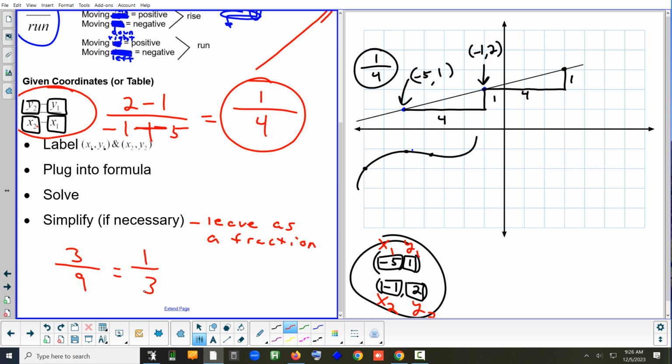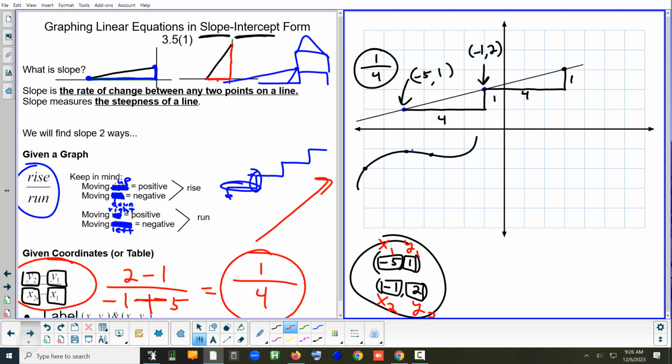Any questions on the formula or the counting method? And we'll practice both. Alright.